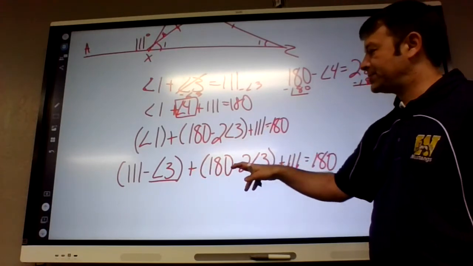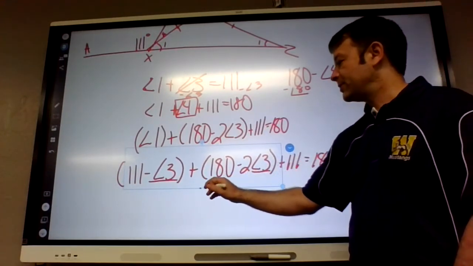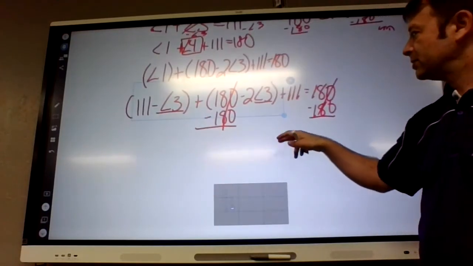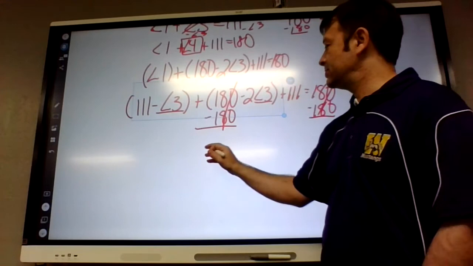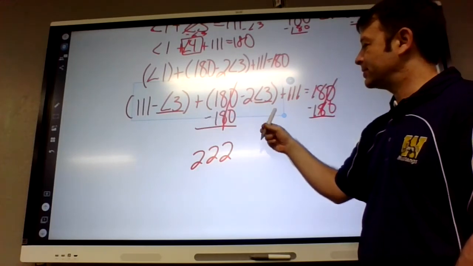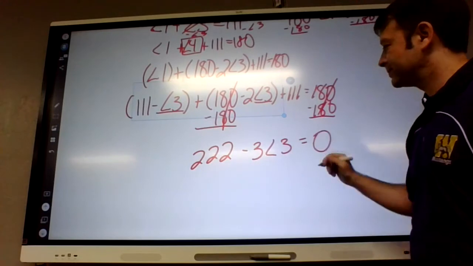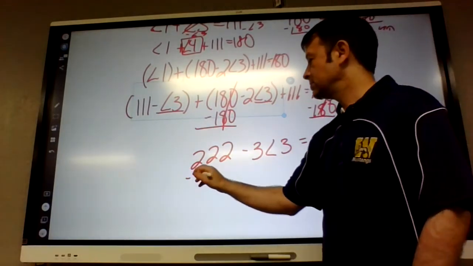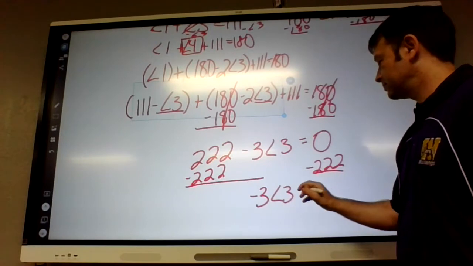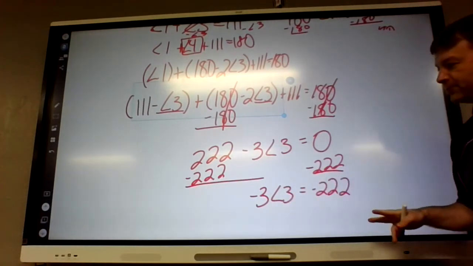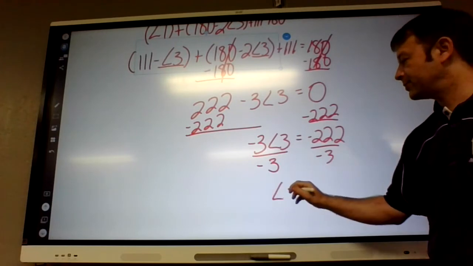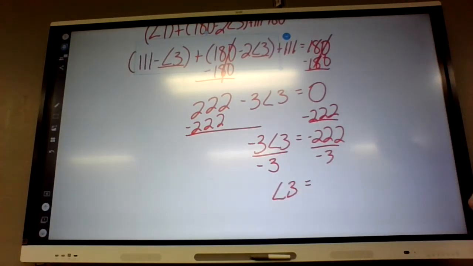If you're adding parentheses, you don't really need the parentheses here. If I subtract 180 on both sides, those go away. What's 111 plus 111? 222. What's minus 1 angle 3 minus 2 angle 3? Minus. I vaguely remember doing this last year, I just didn't remember how tough it was. So if you divide by negative 3, you get angle 3 equals 74.